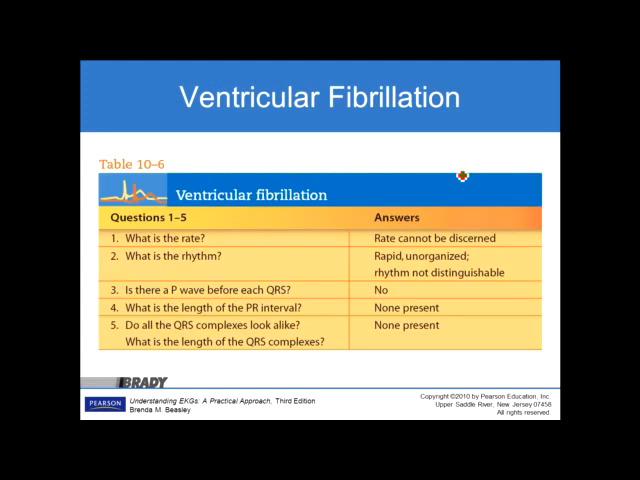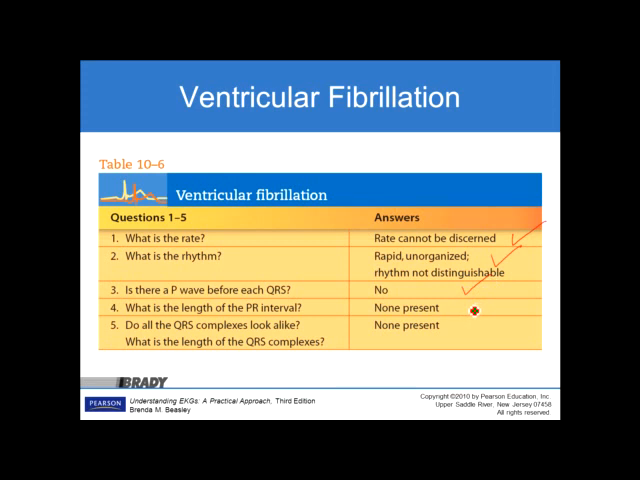So on the 5-step process, 1, what is the rate? And we cannot find a rate because it's chaotic and erratic. 2, what is the rhythm? And this is pretty much rapid and unorganized. Rhythm's not distinguishable. It's just quivering or fibrillation waves, large fibrillation waves at that. Is there a P wave before every QRS? The answer is no, there is not.